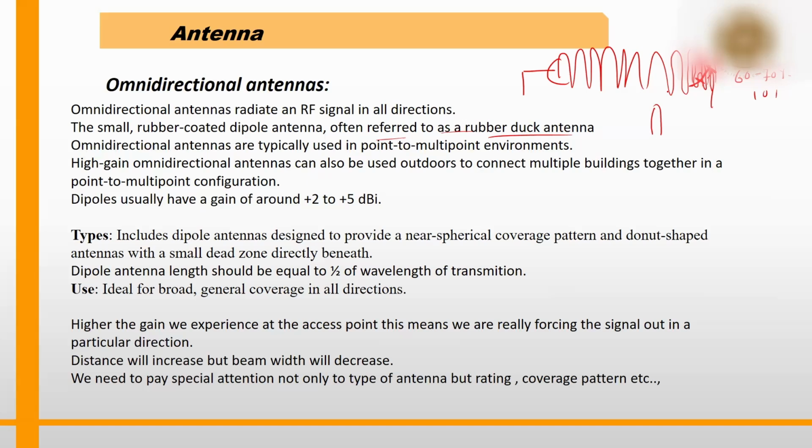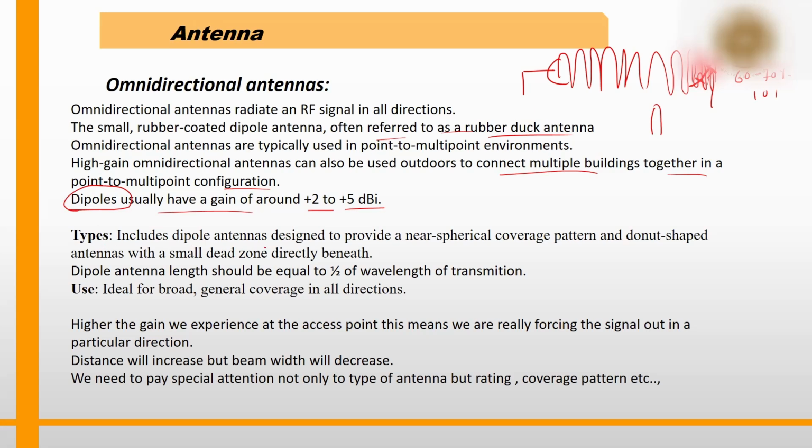Then you need to purchase the antennas. High gain omnidirectional antennas can also be used outdoors to connect multiple buildings together in a point to multi-point configurations. Dipoles usually have a gain of around +2 to +5 dBi. Okay, dipole. There is full wave antennas, but normally in Cisco they use dipole antennas and monopole antenna as well.